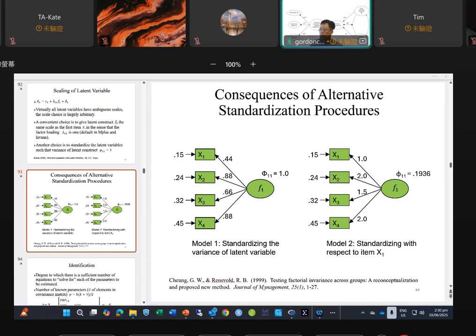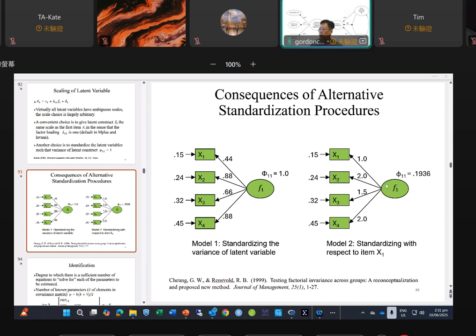So I published a paper in 1999 in Journal of Management about testing measurement invariance. I stated that we should use model 2. In fact, model 2 is the default in Mplus and lavaan.